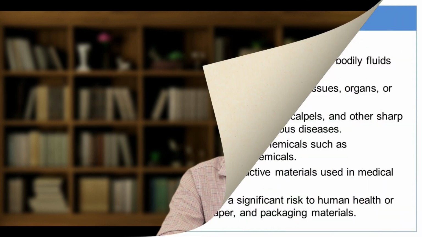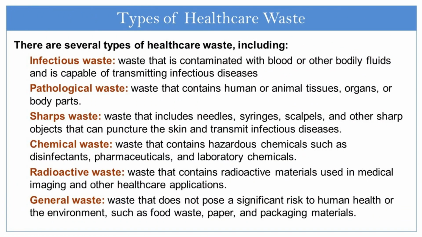So there are several types of healthcare waste, and we will talk about them one by one and explain them. To start with, the first one is the infectious waste. The infectious waste is the one which is contaminated with blood or other body fluids and is capable of transmitting infectious disease.